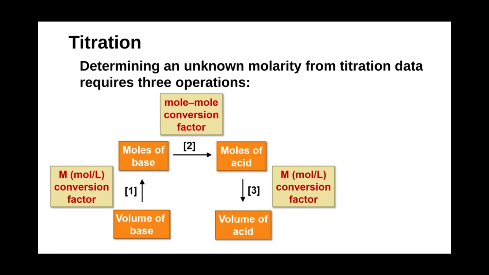And conceptually, what this looks like is we determine the unknown molarity from titration data. It requires 3 operations. So first we take the volume of the base that we're adding. Now we use the M, so molarity is equal to moles divided by liters, to calculate the number of moles of the base that we added. Then we convert the moles of the base to the moles of the acid. And then we know how many moles of the acid we have. Then we use the volume of the acid to get the molarity of our acid. It's a nice little handy flowchart, just a couple quick and simple conversions.